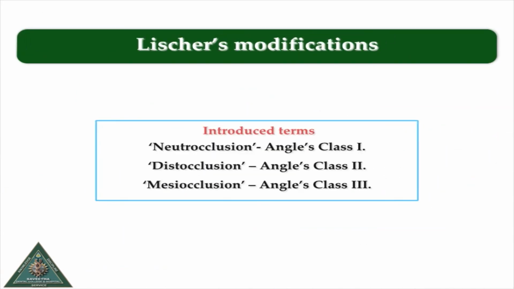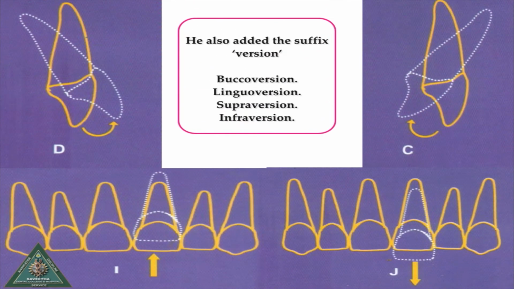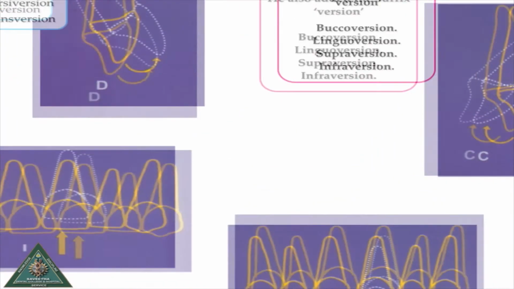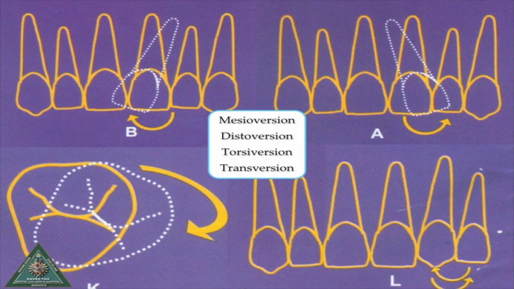Lischer's modification of Angle's system. Neutro-occlusion, Angle's Class 1. Disto-occlusion, Angle's Class 2. Mesio-occlusion, Angle's Class 3. He has also added the suffix version: buccoversion, linguoversion, supraversion, infraversion, mesioversion, distoversion, torsiversion and transversion.